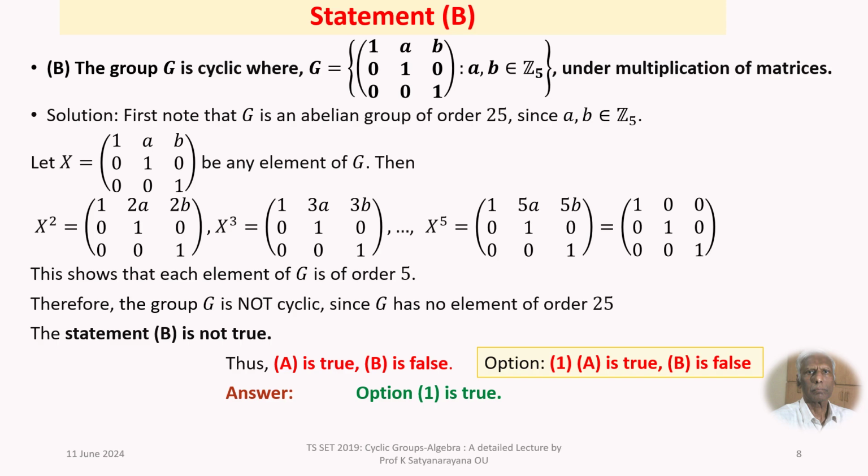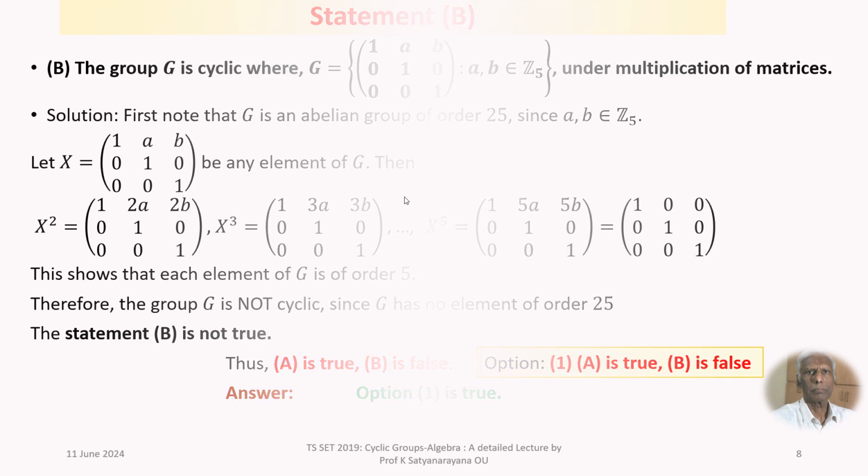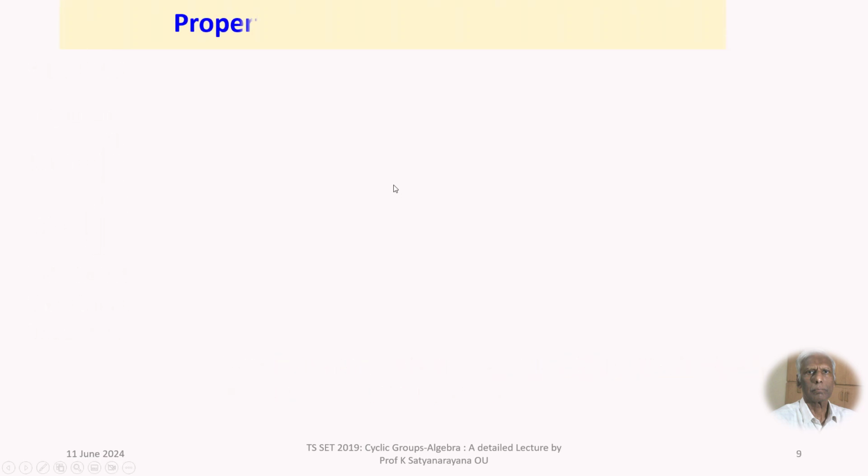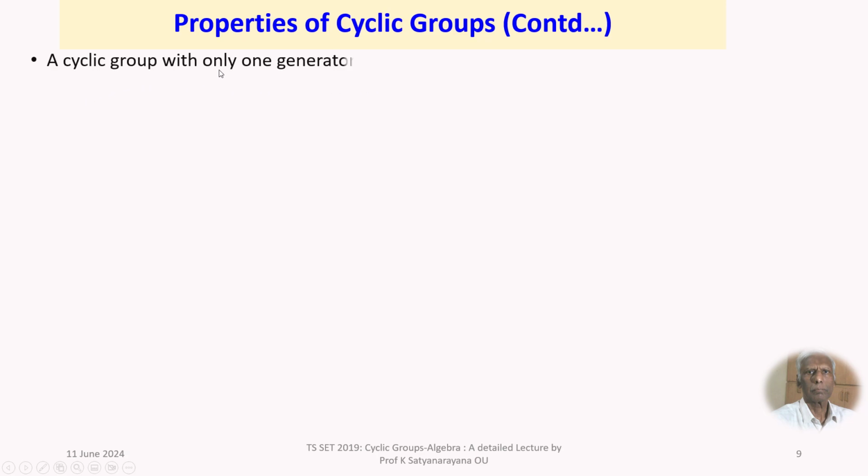Now, let's move further to some more properties of cyclic groups. A cyclic group with only one generator can have at most 2 elements. What is that cyclic group with only one generator? It is {1, -1} under multiplication. What are the generators? Minus 1 is the only generator for that, and it has 2 elements. So this statement says a cyclic group with only one generator can have at most 2 elements.